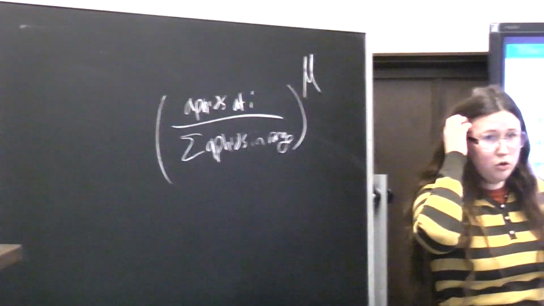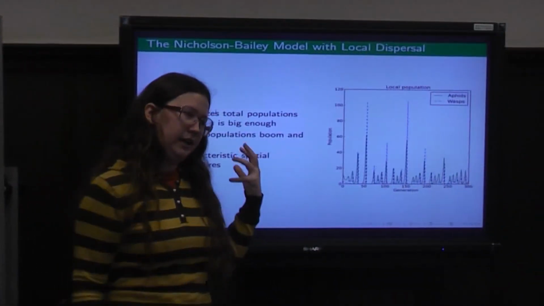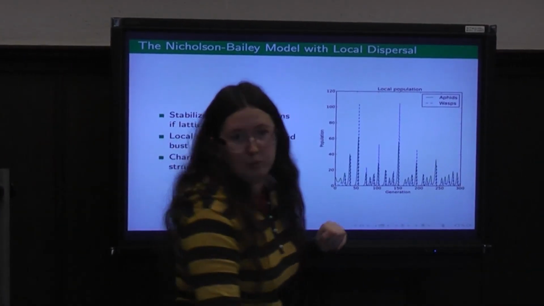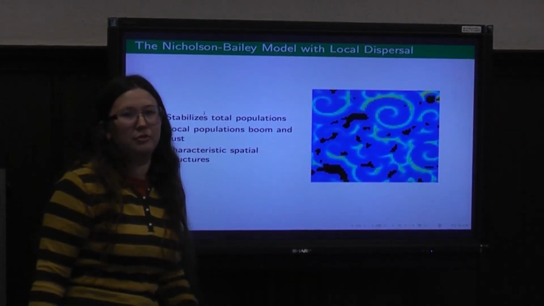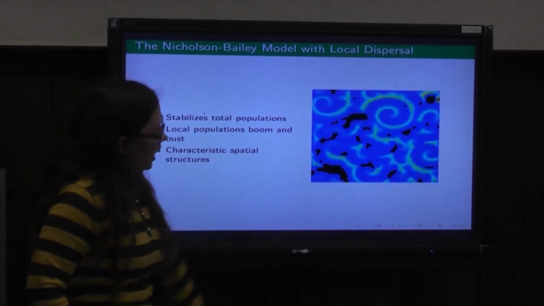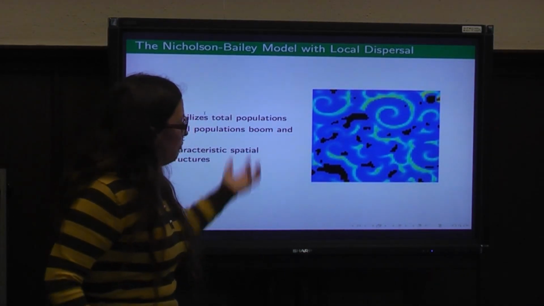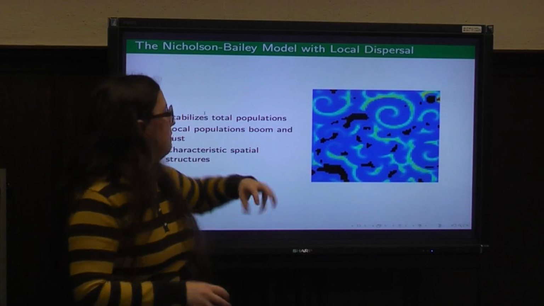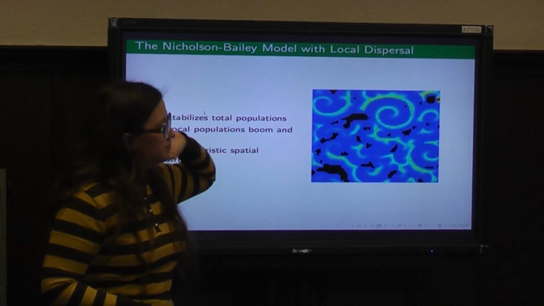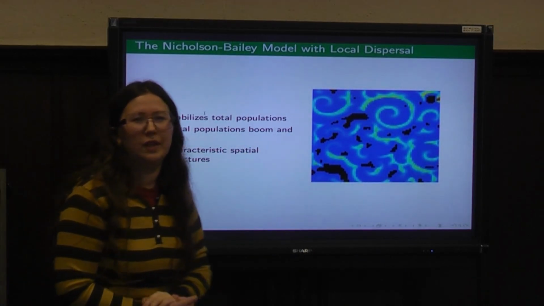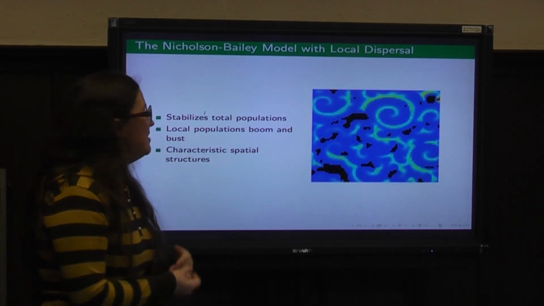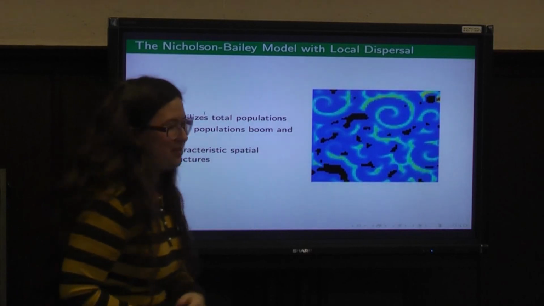So in addition to these local booms and busts and more or less stable metapopulation dynamics, we also get these characteristic spatial structures, right? These spiral waves that form and will sometimes drift around, and aside from being really pretty, are pretty persistent and pretty interesting.